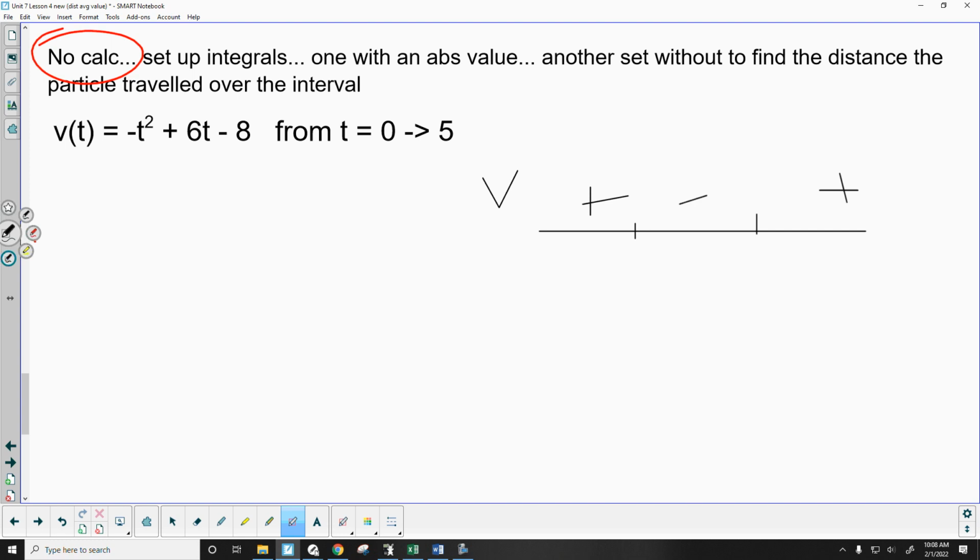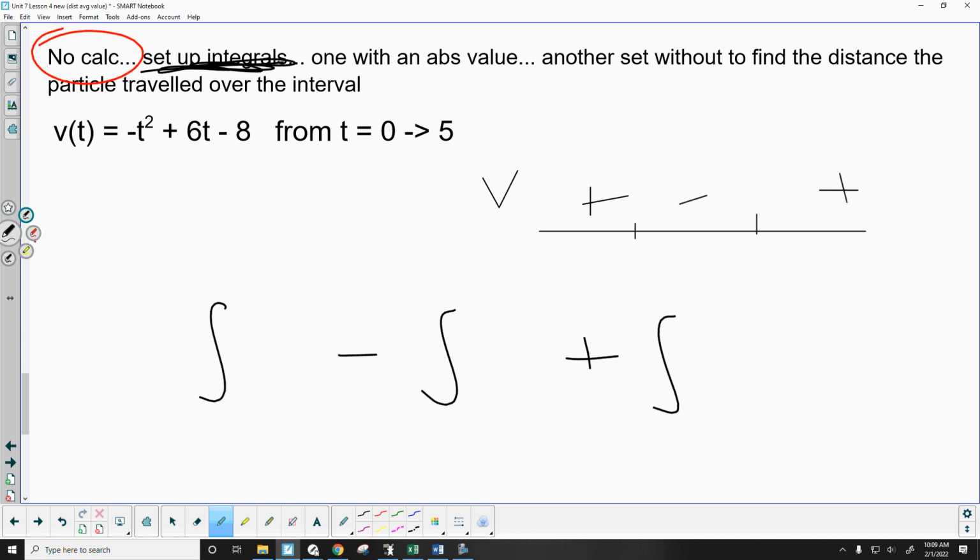Is that cool? So I'm going to have to set up multiple integrals. Maybe if it's positive, keep it positive. If it's negative, make it positive, and you got to do all that work without a calculator. Now, hopefully they ask you to just set up integrals, instead of set up then evaluate, because then that would be even more work to then, without a calculator, have to take antiderivatives and plug things in.